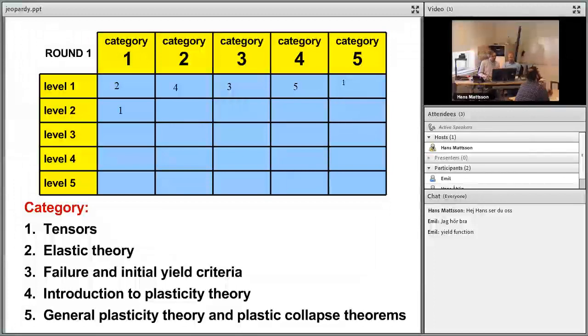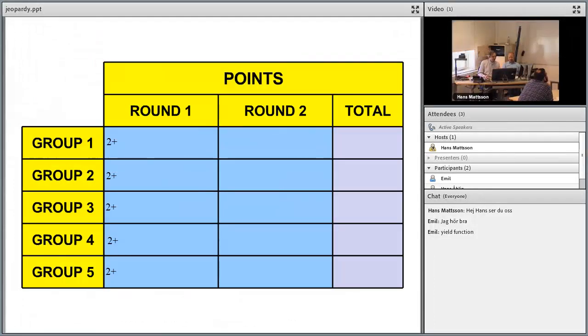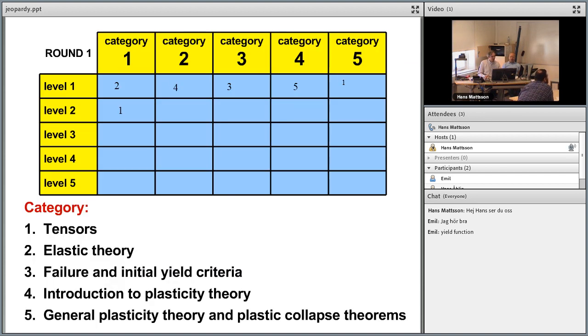Group number 1 gave the correct answer on a question on level 2. 2 points to group 1. Now we go to group 2 that chooses their question. Category 5, level 2, group number 2 is choosing.